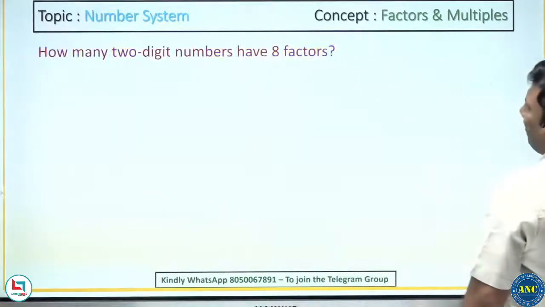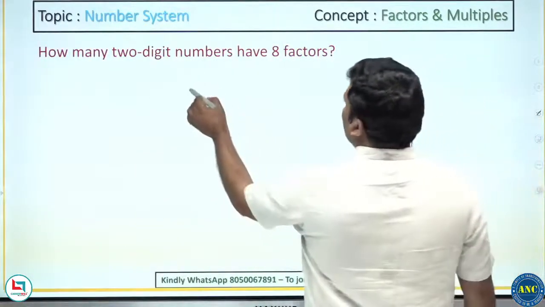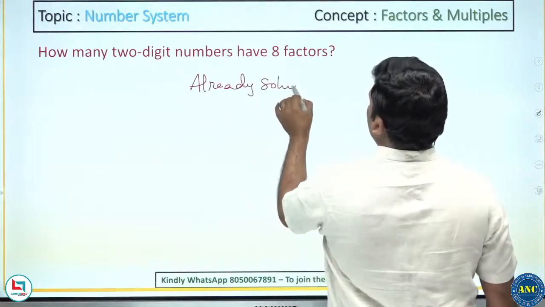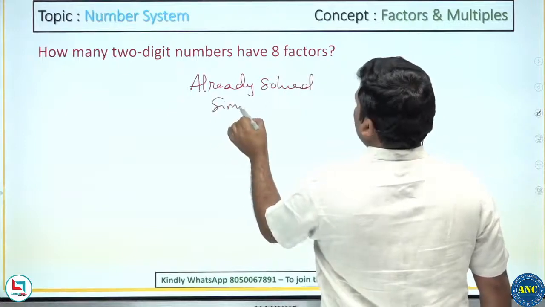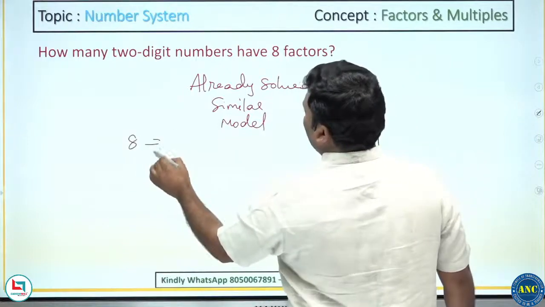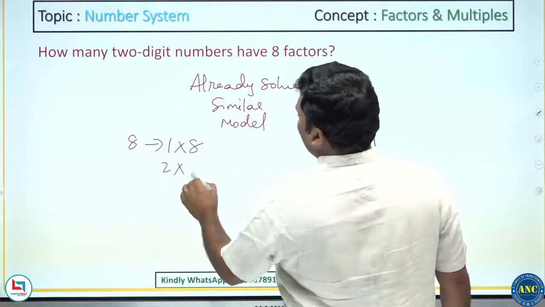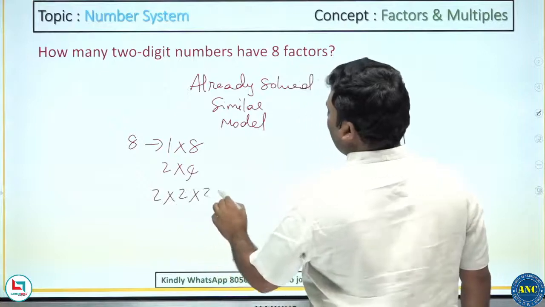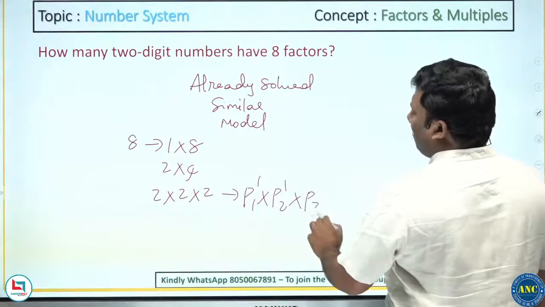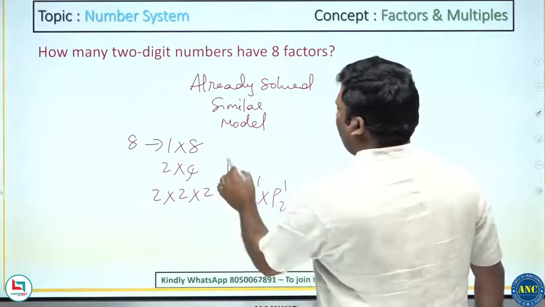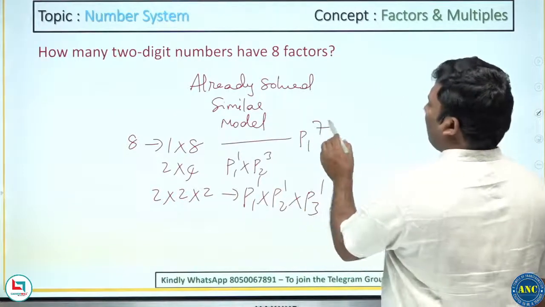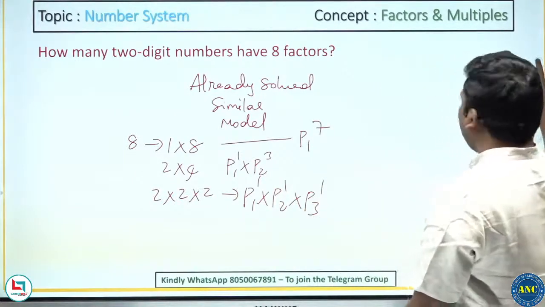Entire class is the number of factors. These are already solved, same question, similar model. How many 2-digit numbers have got 8 factors? 1 into 8, 2 into 4, 2 into 2 into 2. I will just write the form, then you substitute the values. P1 power 1, P2 power 1, P3 power 1. P1 power 1, P2 power 3. P1 power 7. Write down, substitute all the values.